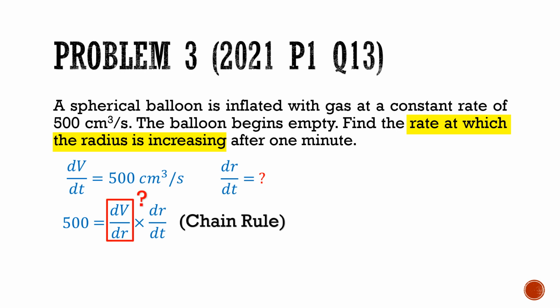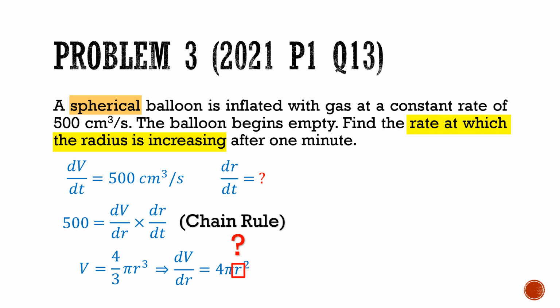Fortunately, we are told that it's spherical. Since it's spherical, the volume of a sphere applies. So V equals 4/3 πr³. And we can differentiate this formula with respect to r to find dV/dr to be 4πr². And surprise, surprise, we got the formula for surface area of a sphere, but we're going to save this coincidence for a later episode. Now, we are still stuck here because we do not know what r is. So we still have to work out what r is in order to find dV/dr.